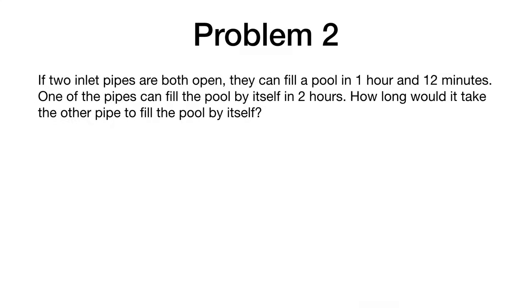All right, let's look at problem 2. Two inlet pipes are both open. They can fill a pool in an hour 12 minutes. Now, if one of them is closed, one of the pipes can fill it by itself in 2 hours. So how long would it take the other pipe? Let's start with the pipes individually. We have 1 over 2 hours plus 1 over who knows how many hours. And that's going to be the same as 1 over, we have minutes.